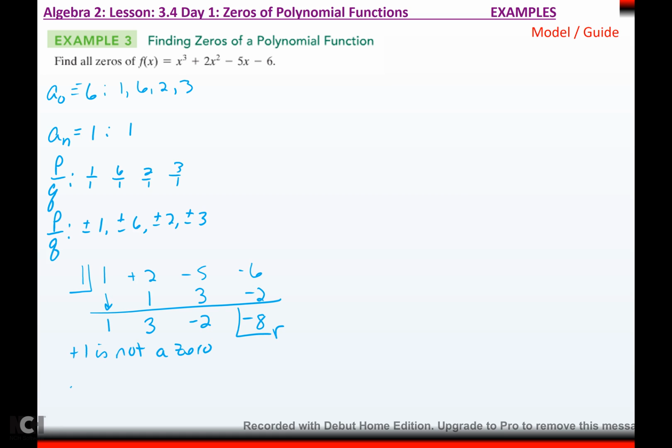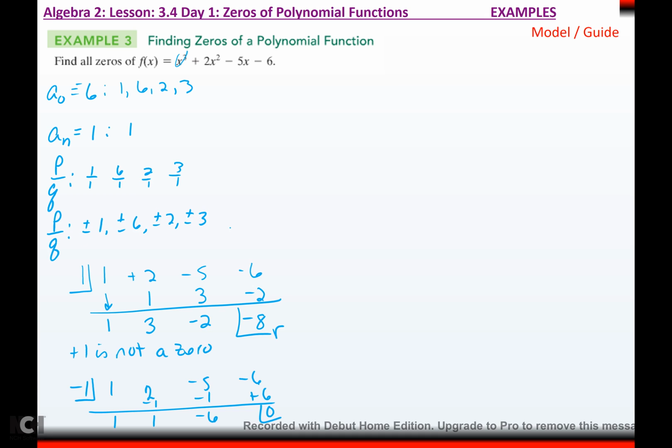And then I'd have to try negative 1. 1, 2, negative 5, negative 6. 1 comes out, brings back negative 1, comes out 1, brings back negative 1, comes out negative 6, brings back... I found one because my remainder is 0. So again, I'm looking for 3 of them. I found 1.